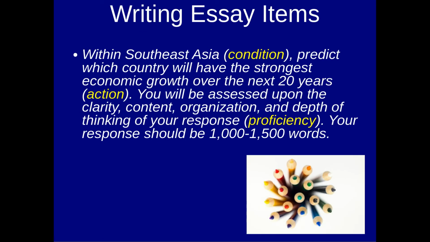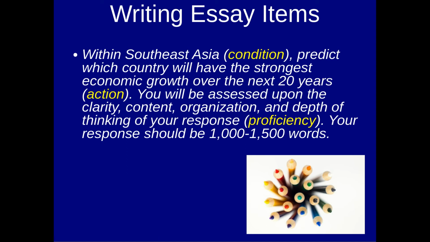I want to explain briefly how you can go about writing essay items. I want you to focus on the words in yellow. So there are 3 things that need to be a part of an essay item that hopefully will help it to be clearer. So you need to have a condition. That's some sort of like the context of the question.